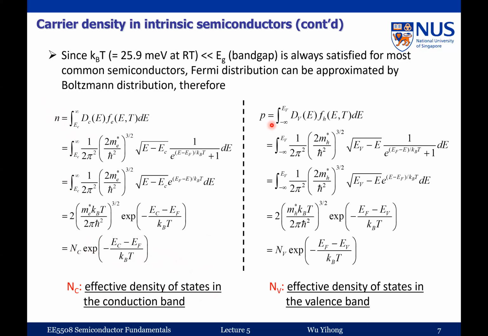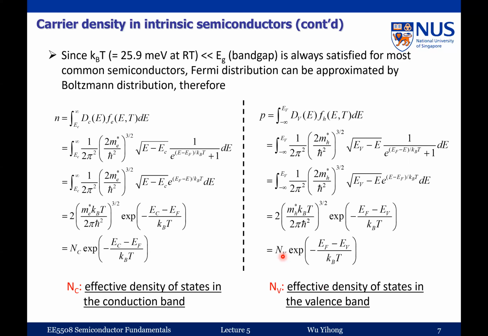Okay, and you can do the same thing for holes. For holes you integrate from -infinity to EV, and again just use a Boltzmann approximation to replace the Fermi-Dirac distribution, and then you get an integral which is very similar to this one. After integrating, again you get the same form for the hole concentration. Now this prefactor: for electron, this is an electron effective mass; for hole, this is a hole effective mass. That's the only difference, right? And then again we just call this NV. So this NV is called the effective density of states in the valence band.